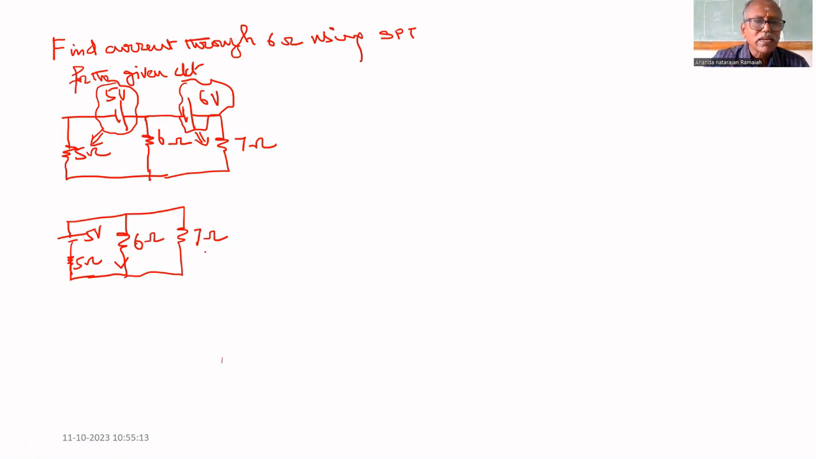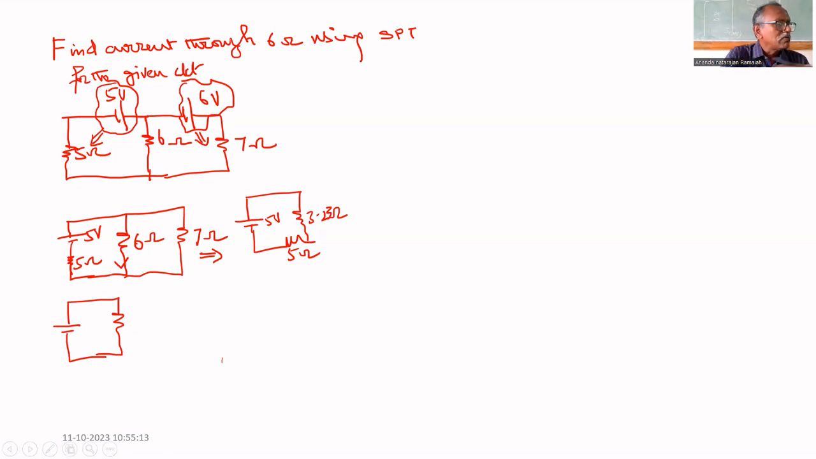So this circuit is equivalent to 5 volt, 5 ohm, and 3.23 ohm. So totally how much? 8.23. Now these 2 are in series, so we can add these 2 together. The total resistance is 8.23 ohms.